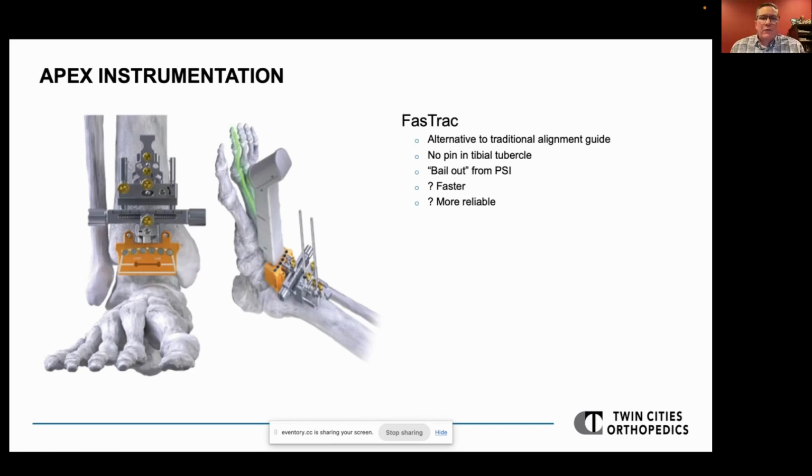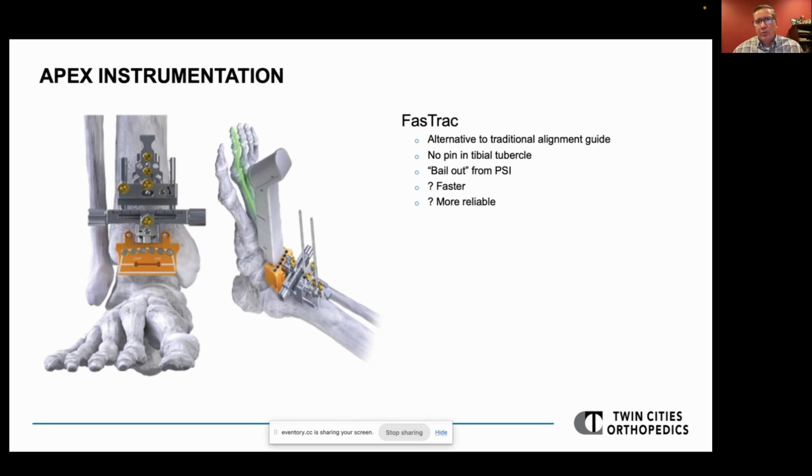The third option from an instrumentation standpoint is what's called the fast track system. It's basically an alternative to the traditional alignment guide. So it's the small alignment block that will sit on the distal aspect of the tibia. We'll pin it in place on the distal aspect of the tibia, and it's got the same adjustment options to allow us to try and align the implant without having to put a pin in the tibial tubercle.